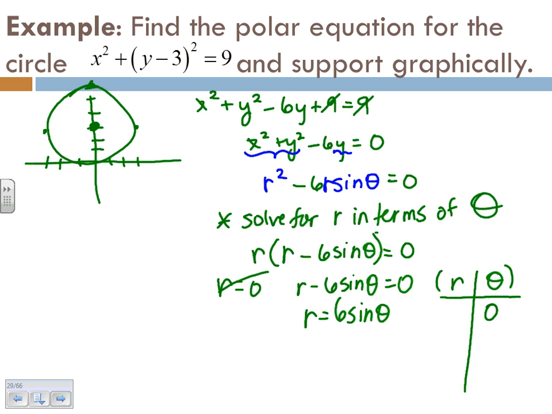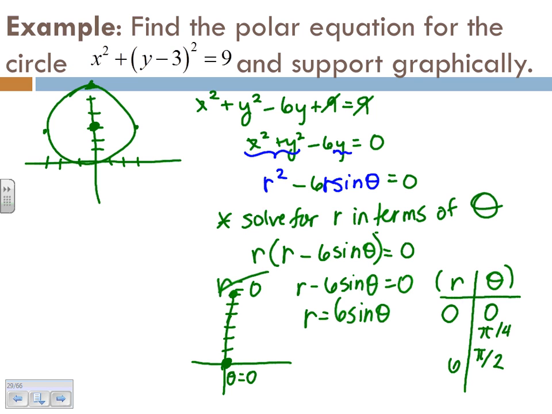Sine of 0 is? Alright, so I have this first point. That's when theta was 0, right? So let's go maybe pi over 4. Let's go ahead and put our pi over 2 though. Pi over 2 would be what? Okay, so I'm going to face pi over 2 and go out 6. Right? Do you see how you just kind of skip some things?